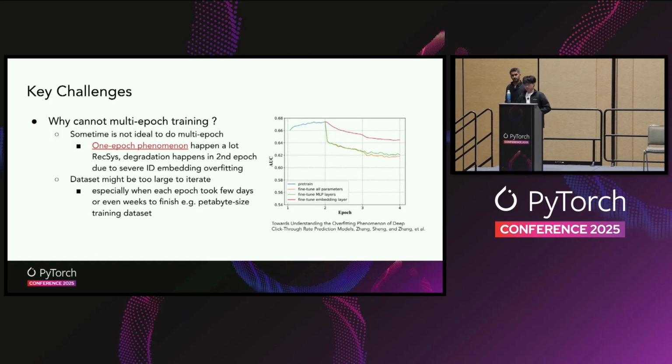Another aspect of why not multi-epoch training: in the recommendation systems world, there's a paper called Toward Understanding the Overfitting Phenomenon of Deep Click-Through Rate models, which highlights that for large-scale recommendation system training, once you cross into the second epoch, a lot of the time you face overfitting issues, making additional epochs less useful. This reinforces the value of mid-epoch checkpointing. Moreover, when data set size and compute are limited, the cost of multi-epoch training is not ideal because we want to get a reasonable amount of model quality within the time.